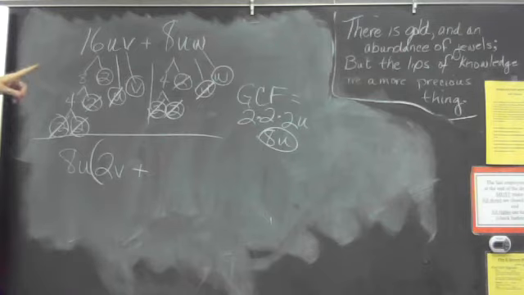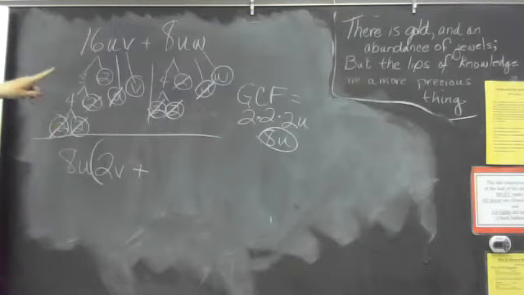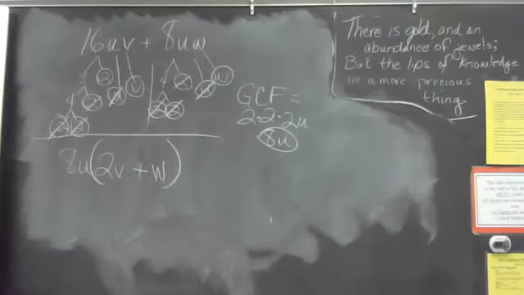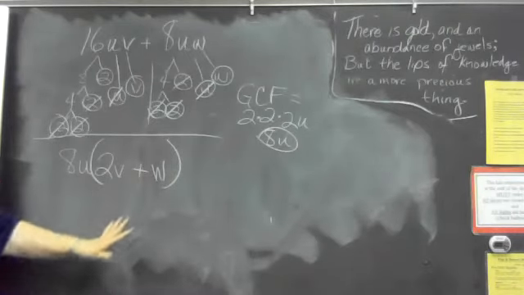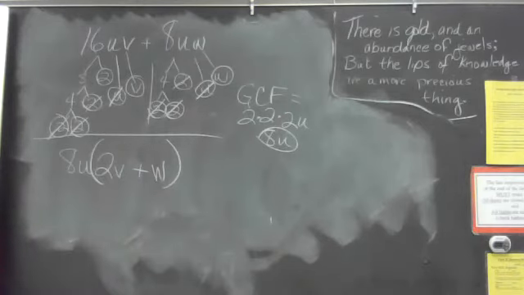Now I have 8UW, but when I divided out the 8, that's gone to a 1. When I divided out the U, that's gone, except the invisible one. So what's left here? W. This is the factored polynomial. It's when I take out the greatest common factor. Divide out the greatest common factor. Does this make sense to you?